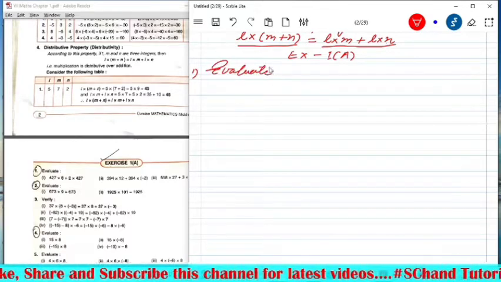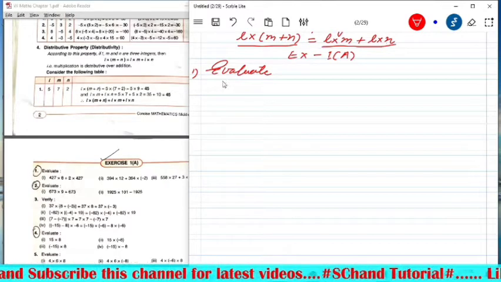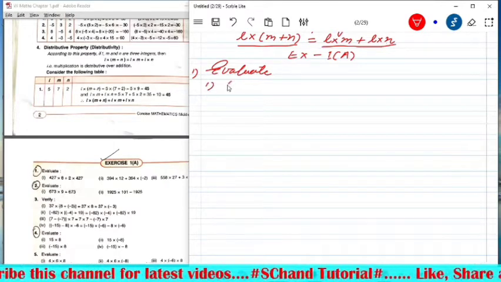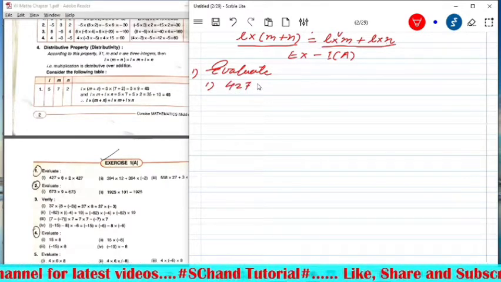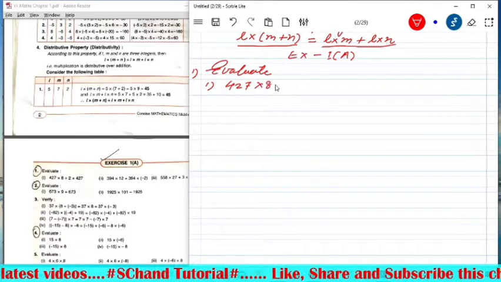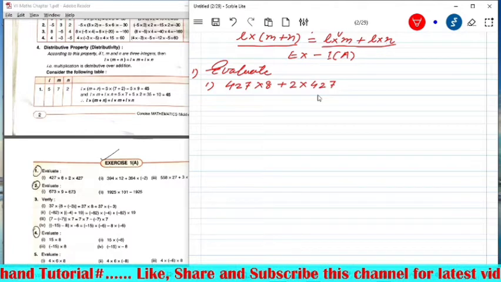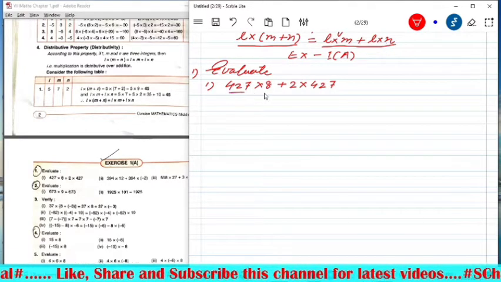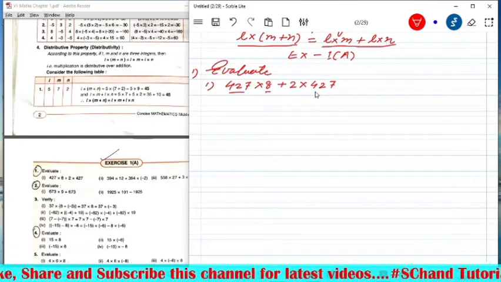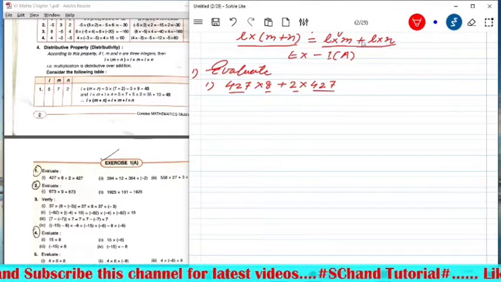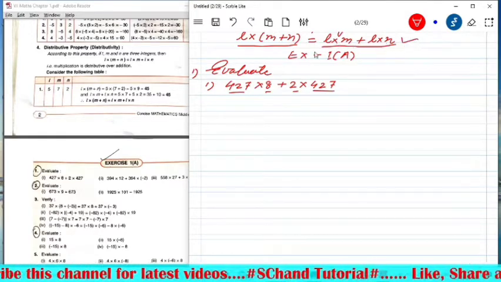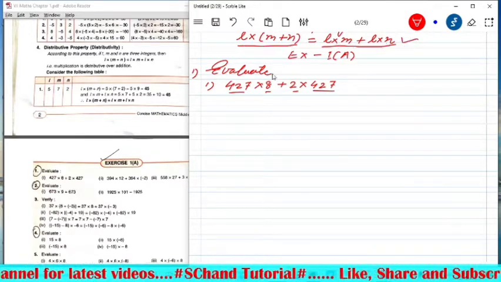The sums are given, evaluate. First, 4 to 7 multiply by 8 plus 2 into 4 to 7. So this is in the form of L into M plus L into N. So we have to make it in this form, L into M plus N.